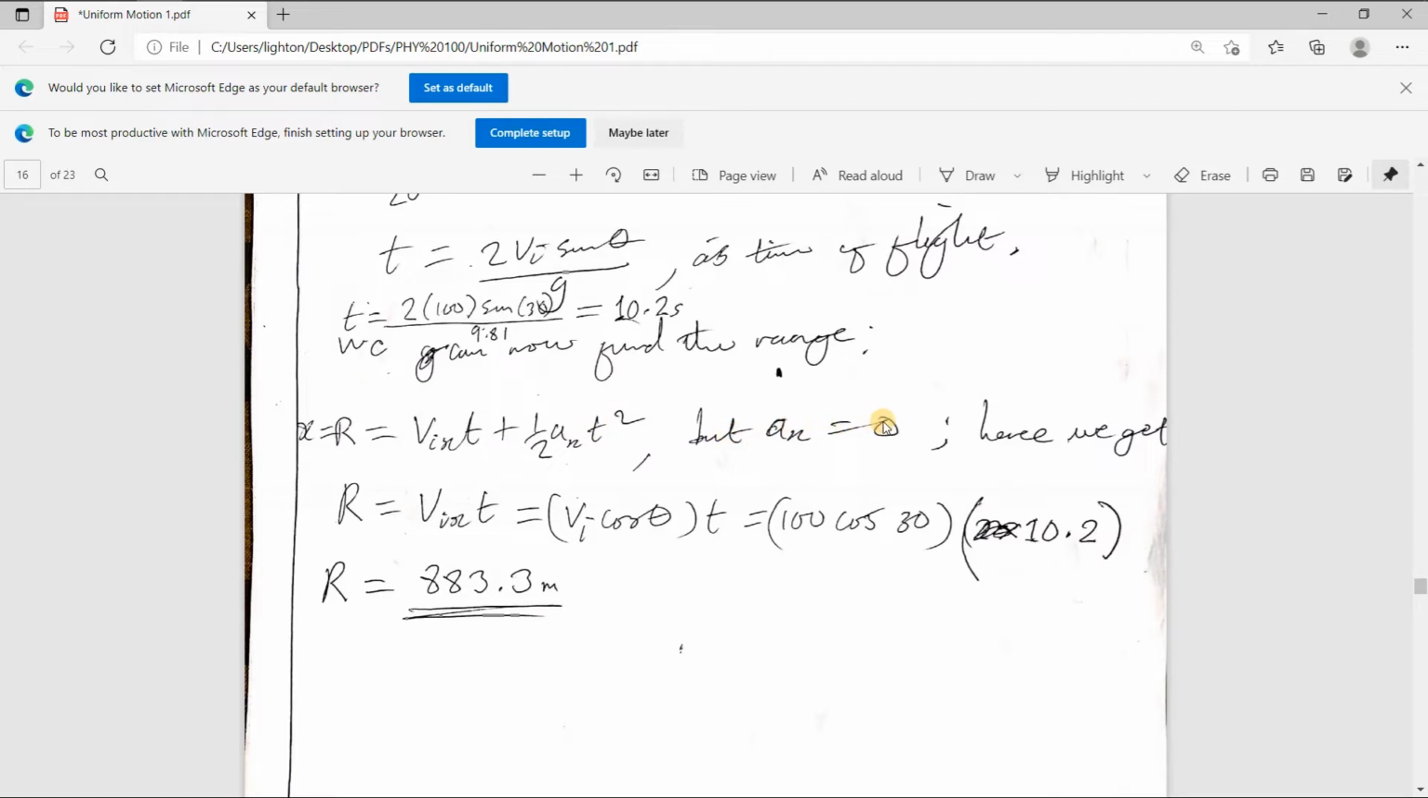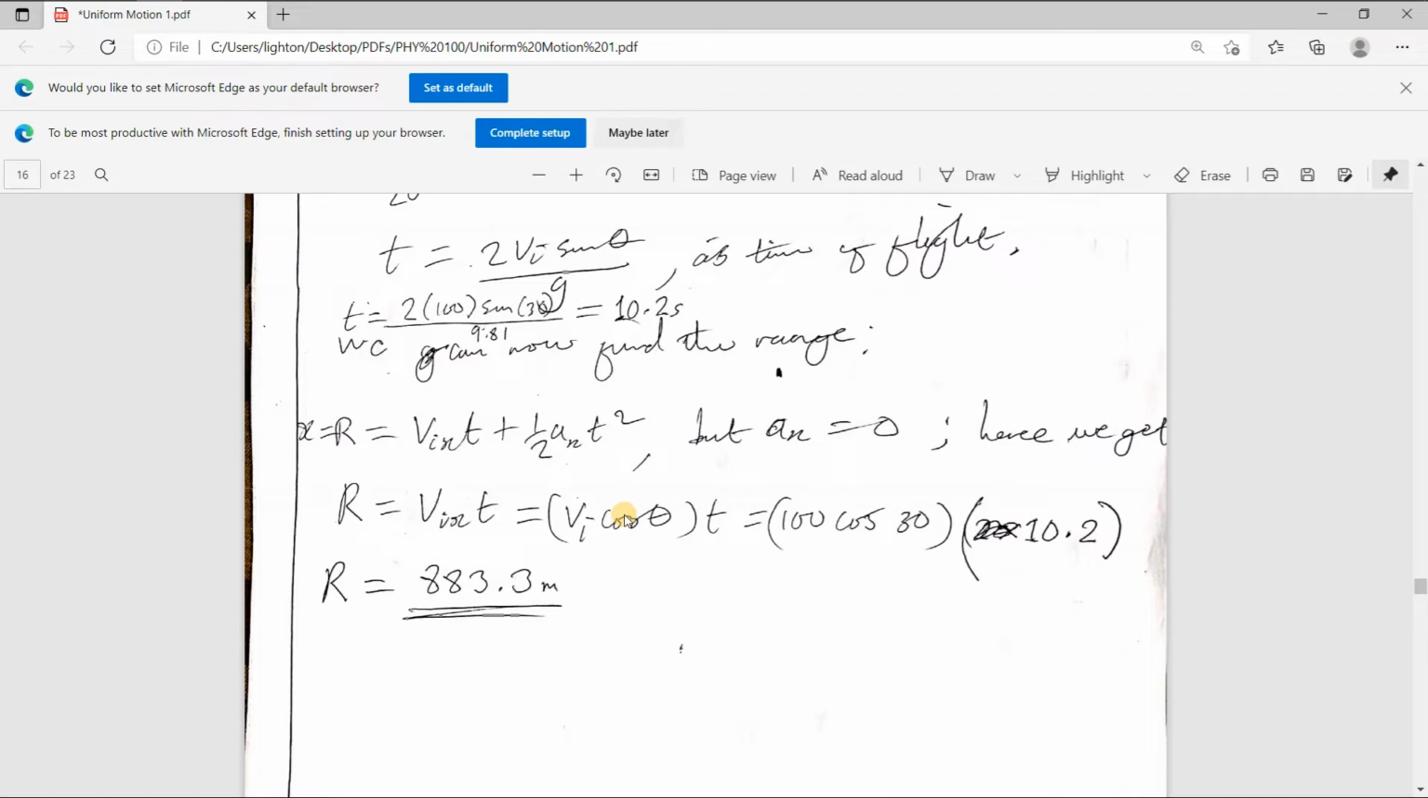But a subscript x is 0. I've been repeating this over and over. Hence we get r being equal to v subscript ix times time, being equal to v_i cos theta times time. Now v_ix is just v_i cos theta times time. This part becomes 0, and we're only remaining with this part, because acceleration in the x-axis is 0, as a_x is 0 there.